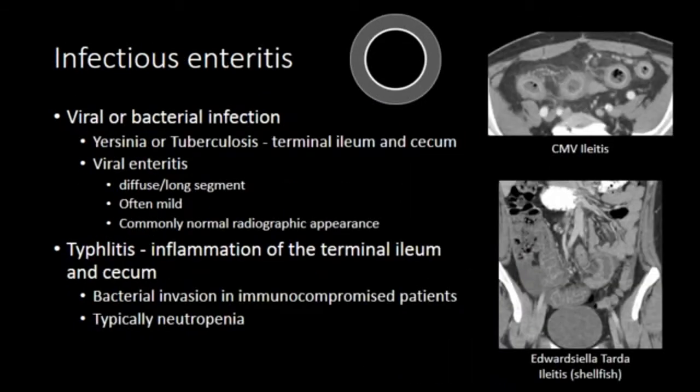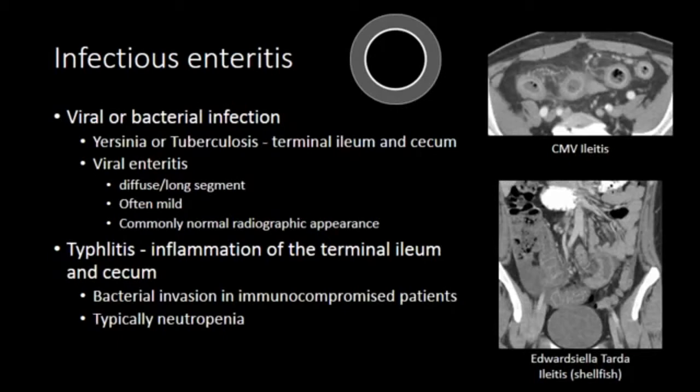Infectious enteritis is another common form of small bowel inflammation. It is often characterized by mural stratification similar to Crohn's disease, but typically the mural stratification and affected segments of small bowel are continuous and long segment, as opposed to multiple short discontinuous segments as we see within Crohn's disease. You can have both viral and bacterial causes of enteritis.